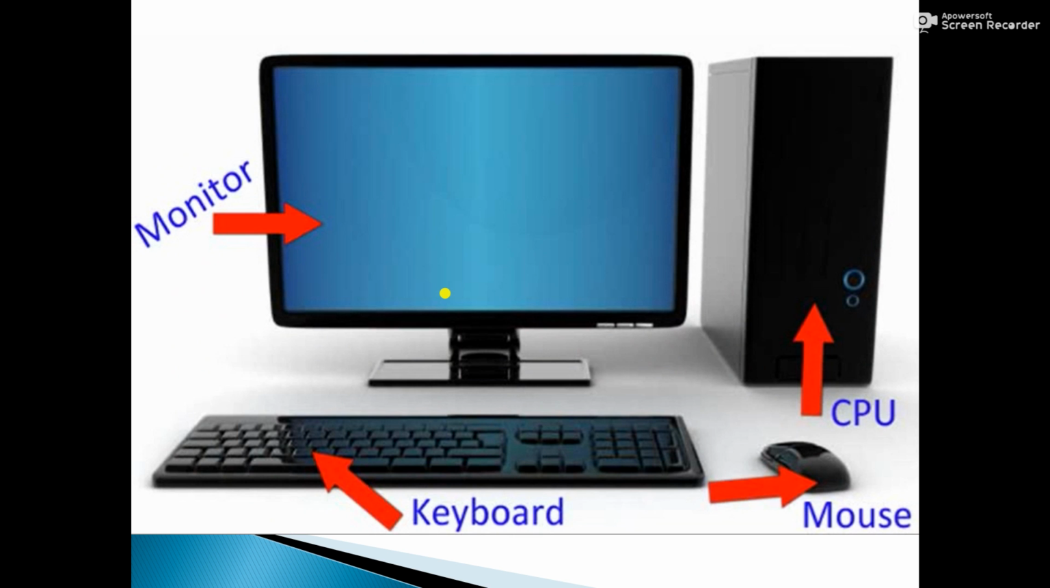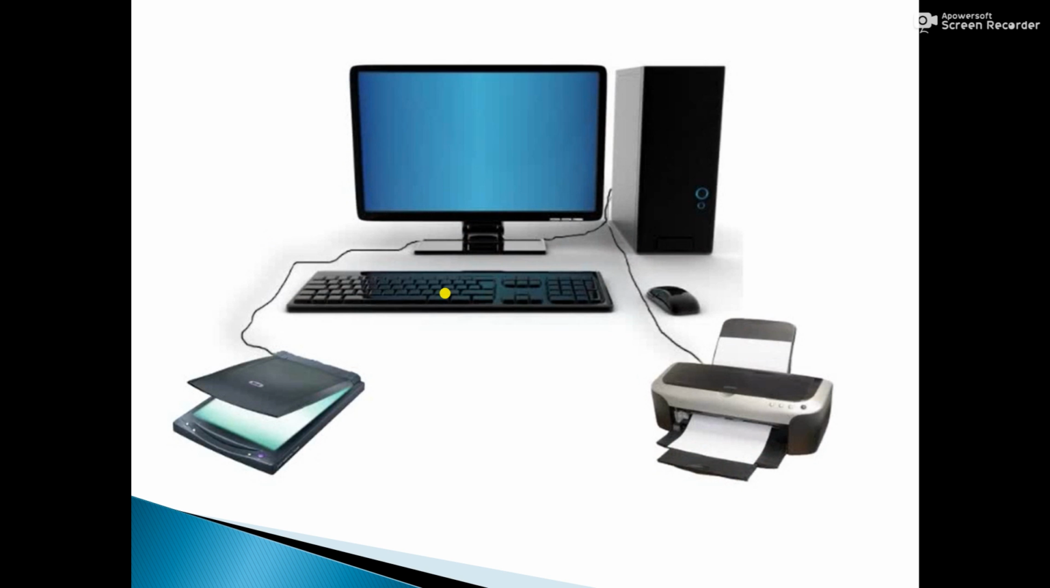There are 4 major components of a PC: monitor, keyboard, mouse, and CPU. Printer, scanner, camera can also be connected to the CPU.